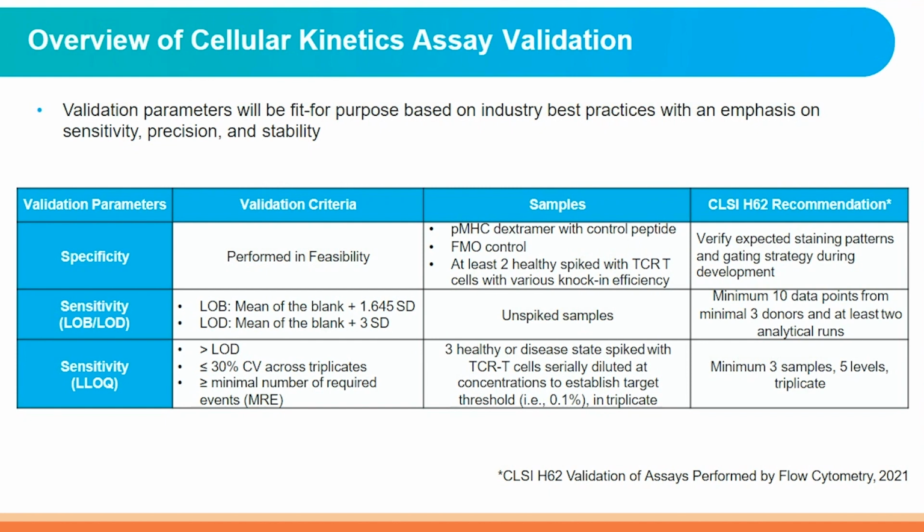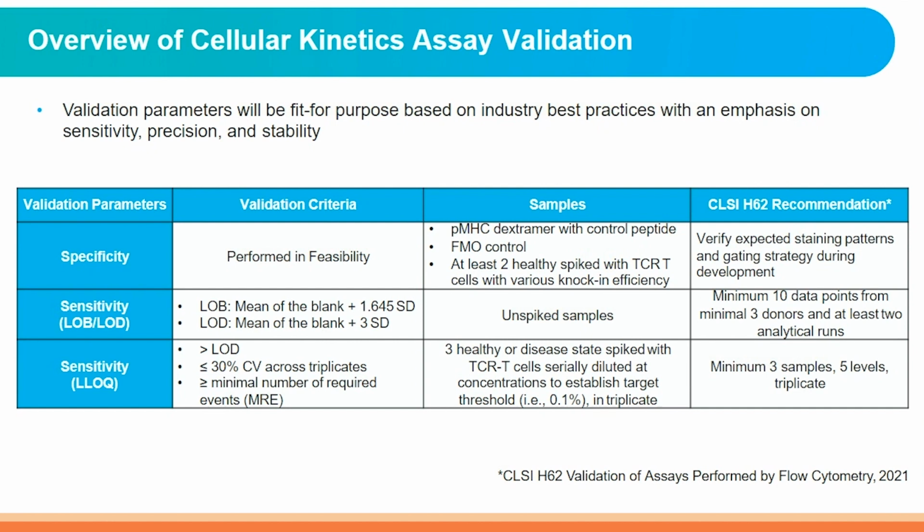We typically assess specificity in the method development stage by looking at dextramer staining with irrelevant peptide, FMO control from at least 2 healthy donors, but with TCR T cells with different knockin efficiency. The goal here is really to verify the staining patterns and the gating strategy.